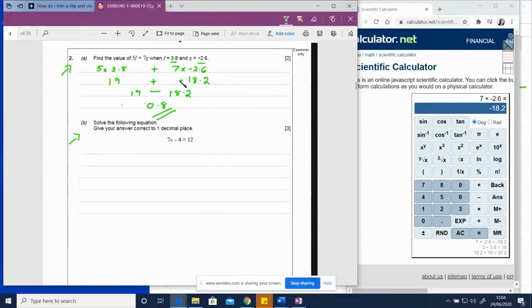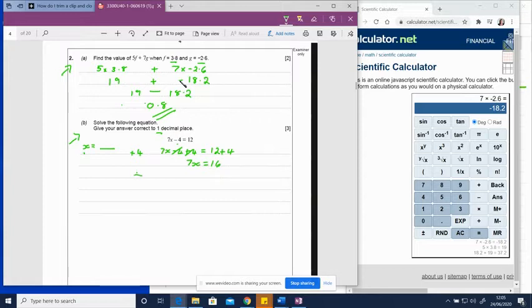Part B asks us to solve the equation, giving our answer correct to 1 decimal place. Now, solving equations means finding x is equal to something. So you need to get x on its own. So let's take the equation. The first thing I'm going to do is get rid of that 4. I can get rid of that 4 by adding 4 to both sides. 7x minus 4 plus 4 is equal to 12, and then add the 4 that we added on the other side. Those two are 0, so that leaves 7x is equal to 12 and 4, which is 16.